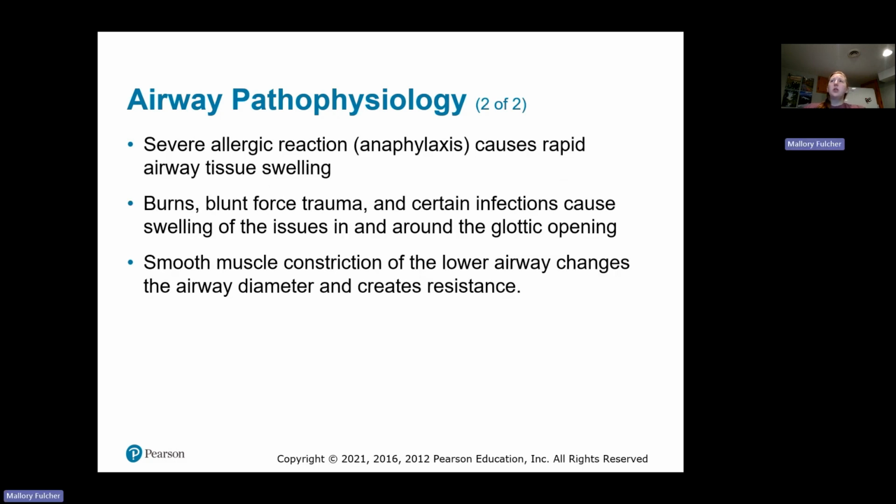Severe allergic reaction, otherwise known as anaphylaxis, can cause rapid airway tissue swelling, which is an obstruction, right? That's bad. Burns, blunt force trauma, and certain infections can also cause issues around that glottic opening, and we'll go more in depth with that in later chapters as well. Smooth muscle constriction of the lower airways changes the airway diameter and creates resistance. So really long, fancy way of saying, something like asthma.